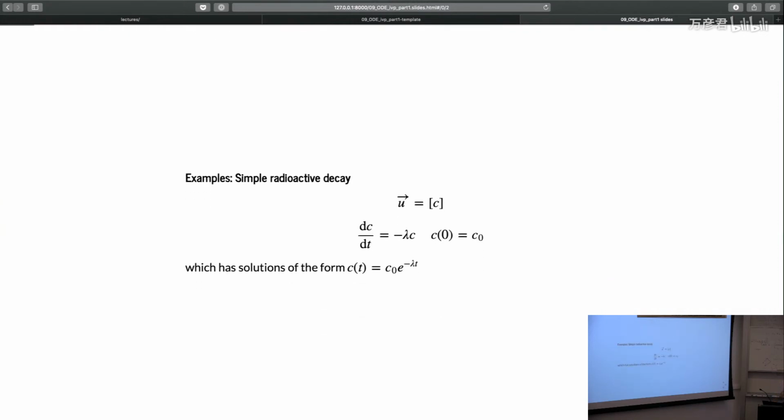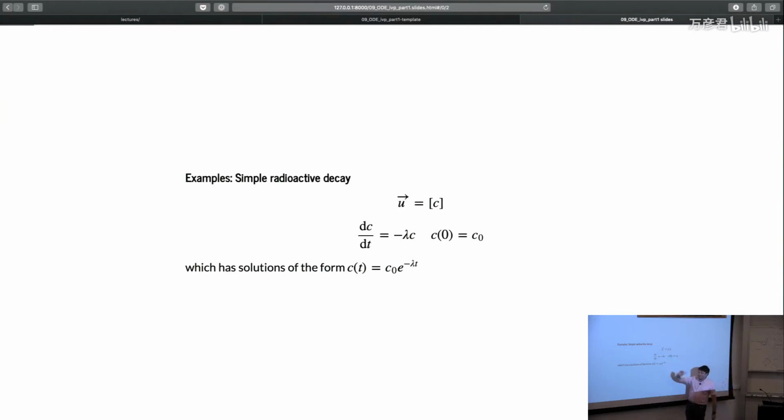There's lots of good examples, and we're going to go through some of these and use them time and time again just to explore some of the methods. This is the simplest of the non-trivial ODEs, where U is representing a concentration. In this case, maybe radioactive particle concentrations, and we say this particular radioactive particle concentration is decaying at some rate lambda.